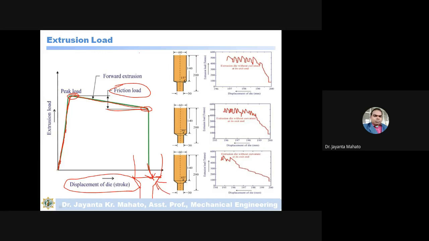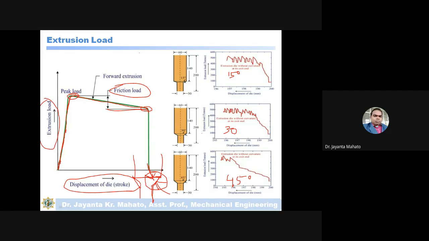This angle is called the die angle. So what is the effect of die angle on this extrusion load? From some experimental observation, whenever you increase the die angle, in the first case the die angle is 15 degree. In the second case, the die angle is 30 degree. In the third case, the die angle is 45 degree. So whenever you increase the die angle, what will happen?